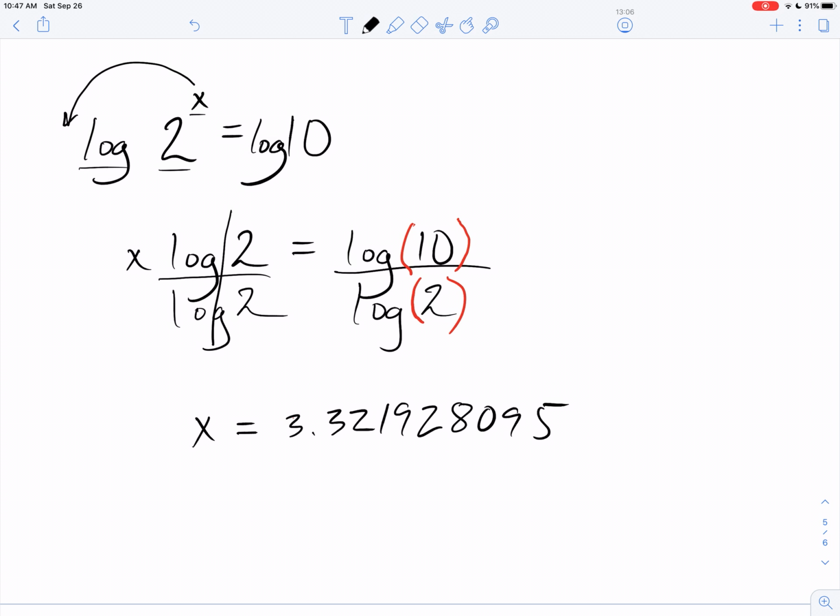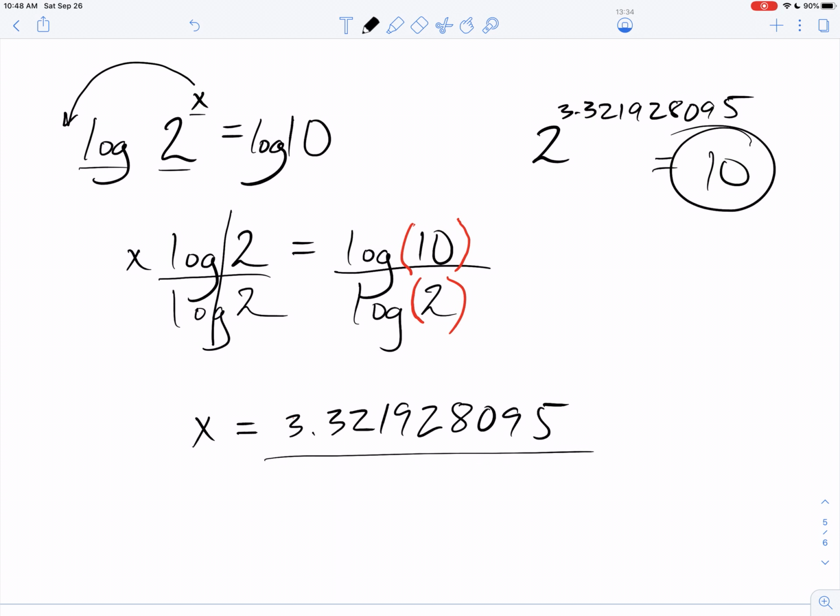3.321928095. If I were to punch this into my calculator, it would tell me the answer is 10. Remember, what were we shooting for? 2 to some power equals 10. Well, guess what? There is an answer for that.